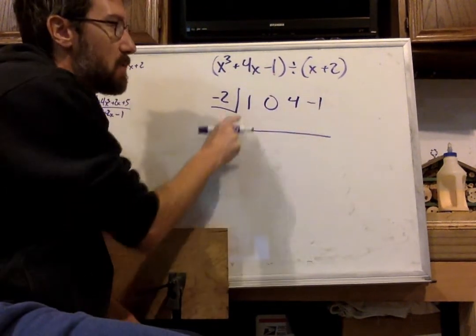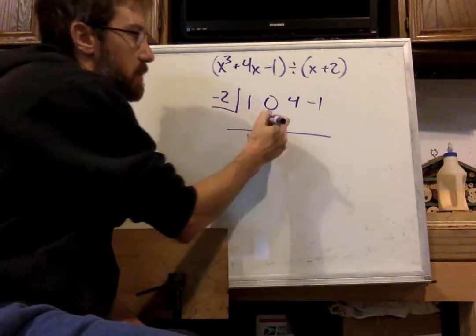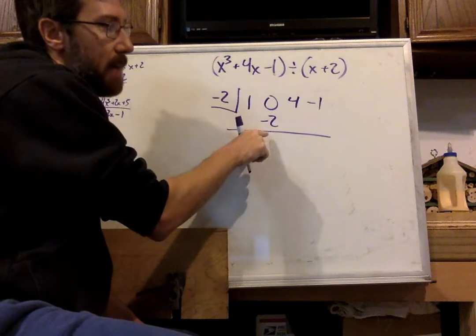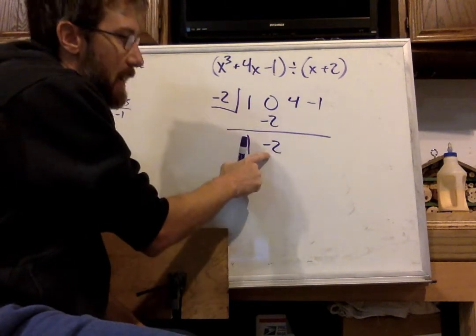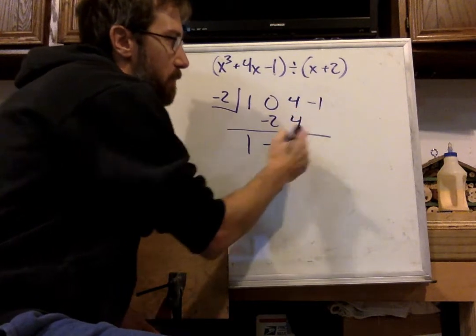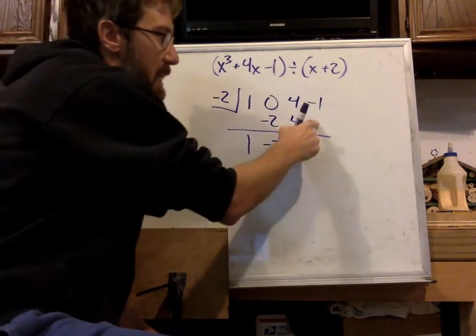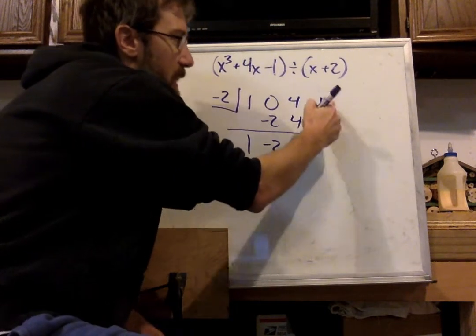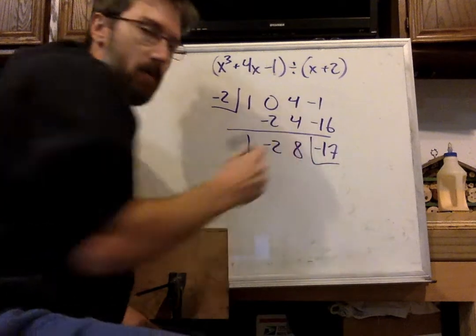Our steps, as a review, bring the 1 down. 1 times -2 is -2. Then add vertically. 0 minus 2 is -2. -2 times -2 is +4. 4 plus 4 is 8. -2 times 8 is -16. And -1 minus 16 is -17, which will be our remainder.